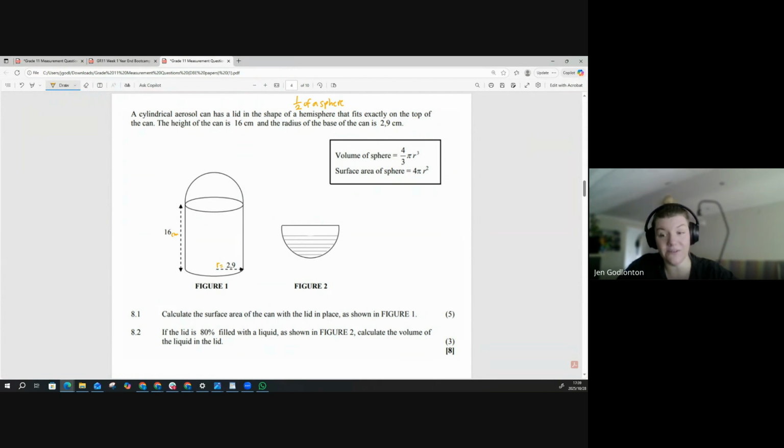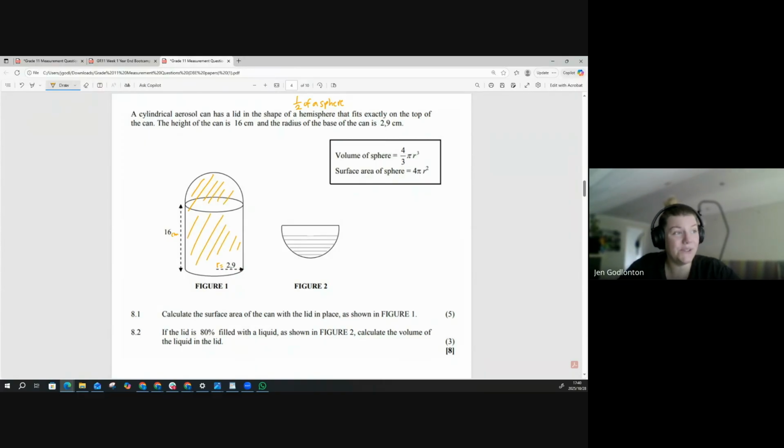They've told us what the volume of a sphere is. So if we want the volume of a hemisphere, we would just divide that by 2. And they've told us the surface area of a sphere. For the very first question, it's asking us to calculate the surface area of the can with the lid in place. So that's this whole surface area, the lid and the can.